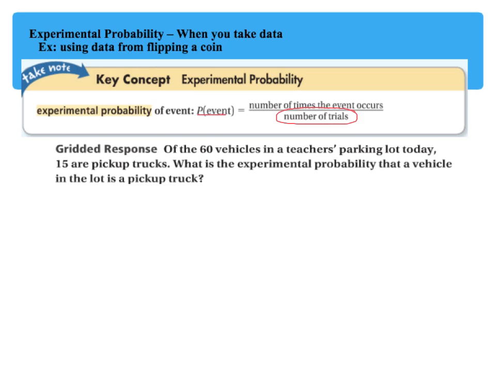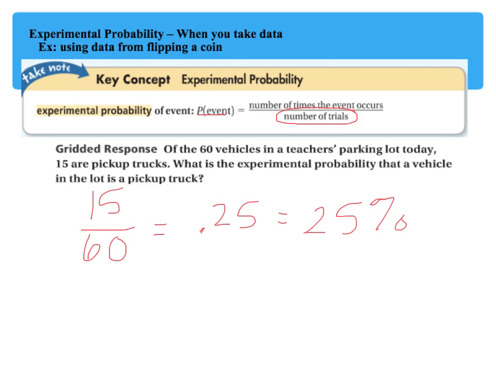Things like that. So if I have this problem of 60 vehicles in a teaching parking lot, this is my total. Total should always go on bottom, so I know 60 should go on bottom. 15 are pickup trucks. What is the experimental probability that a vehicle in the lot is a pickup truck? So my intended outcome are pickup trucks, so it would be 15 on top. So then my experimental probability of this would either be 0.25, or else you could say 25% chance that it is a pickup truck.